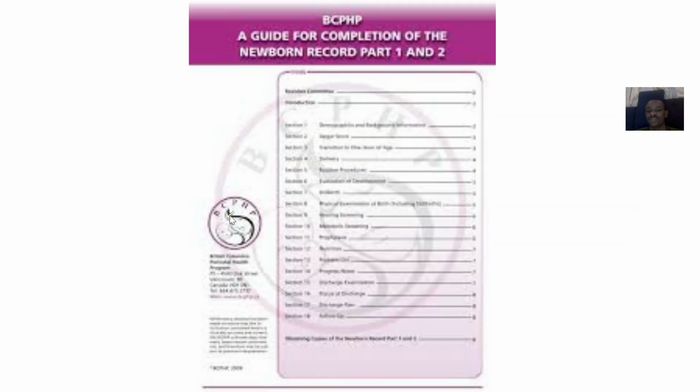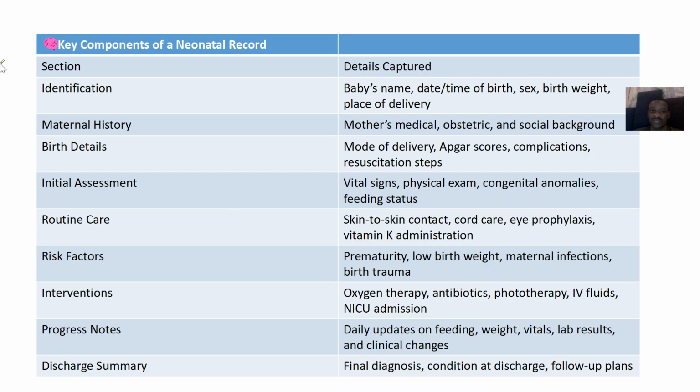So what would you actually find in a neonatal record? That's if they give you the book or the document, what are the things you find there? So here we have the section, then right here we have the details captured. So you might want to pause this video to observe the details captured. I'll focus more on the section. So identification, you're just trying to put the baby's name, sex and all of that, date of delivery.